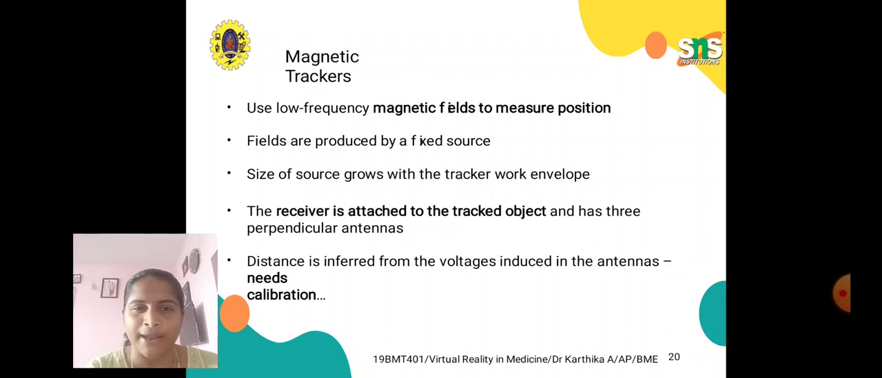Actually, what do you mean by antenna? What is the use of antenna here? Antennas are used for transmitting and receiving purposes. Here we have both transmitter and receiver. In a magnetic tracker, the transmitter is stationary and the receiver is moving. Here the distance is inferred from the voltages induced in the antennas and it needs calibration.